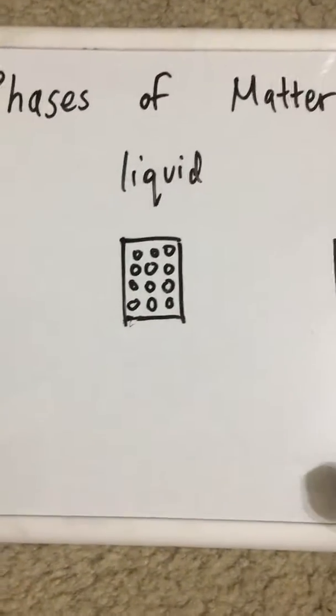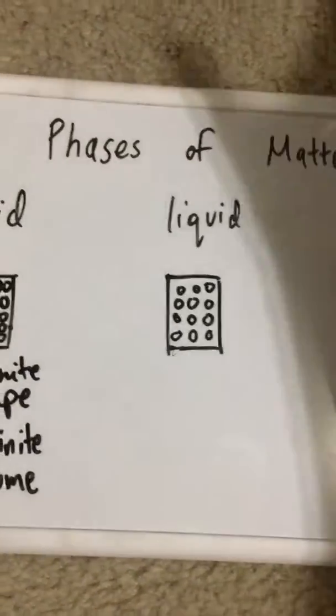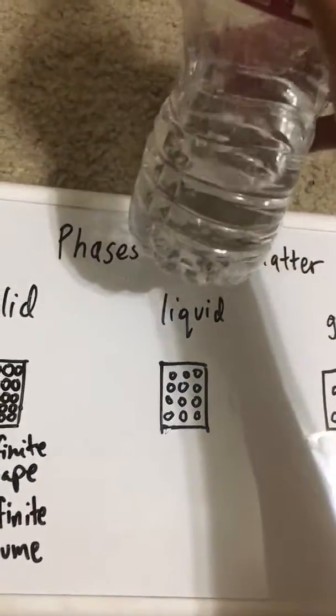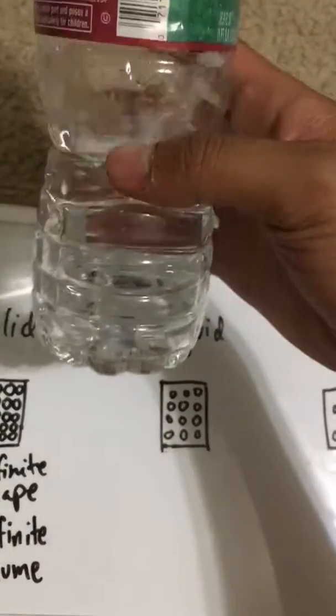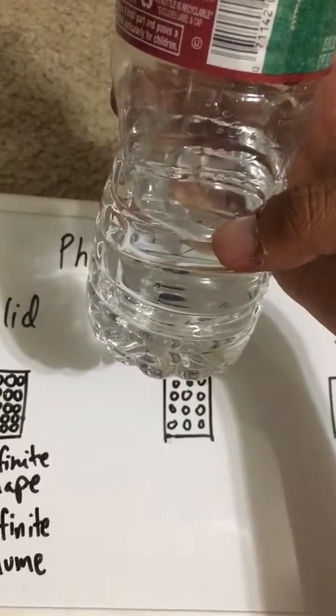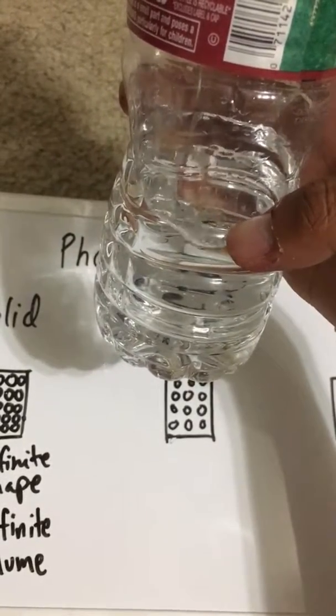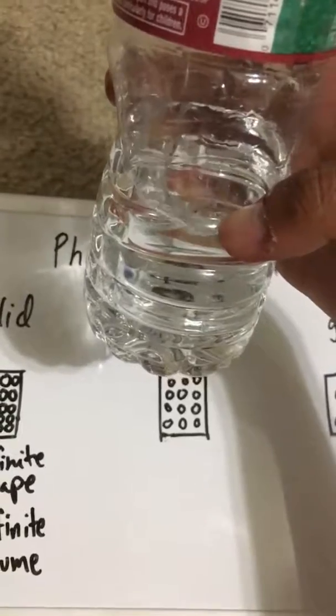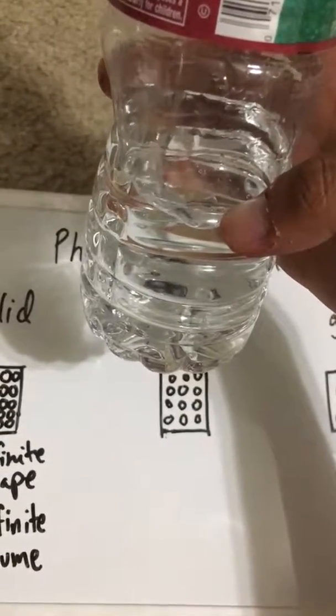Alright, how about a liquid? So in this water bottle, you can see the water in there. Let's just put our finger right there. When I tilt the bottle this way, the water will be right there. That's the amount of space the water takes up.